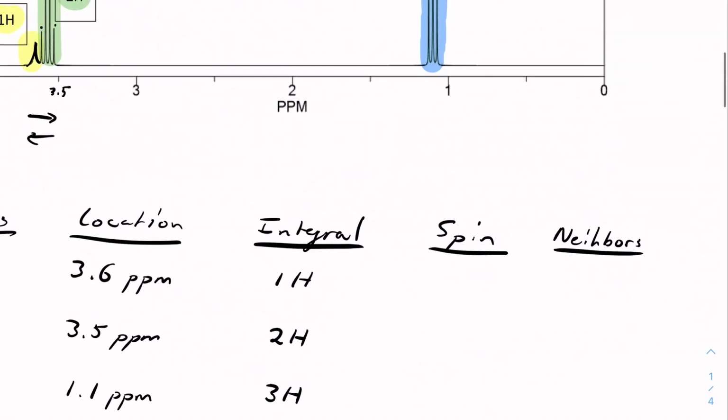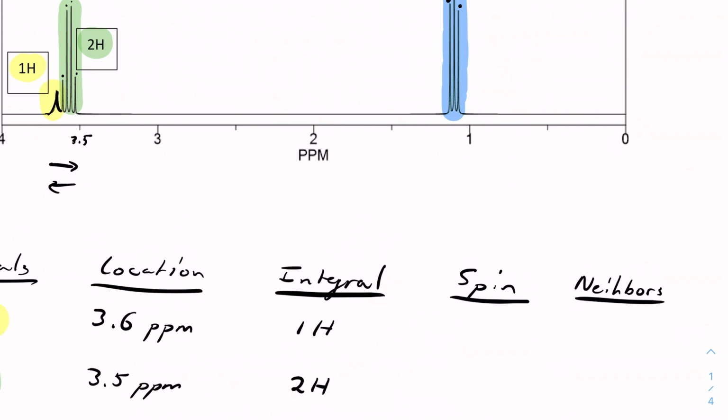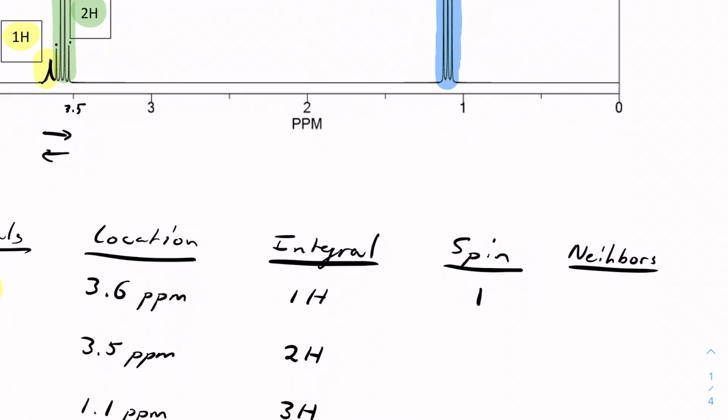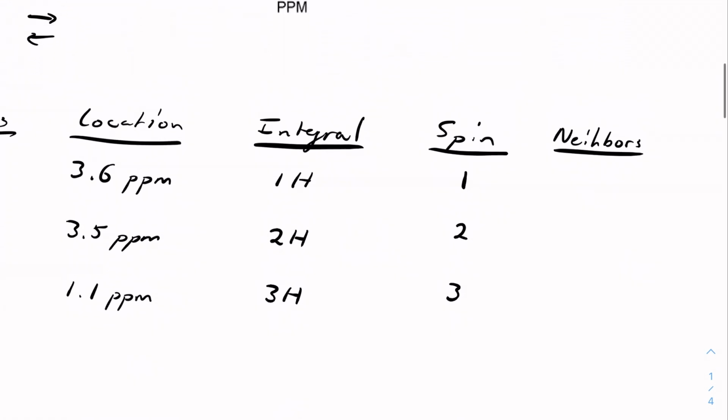All right, we're going to go ahead and move on to spin. This is again related to the integral. And so what we can say, the spin for 1H is going to be 1, spin for 2H is 2, spin for 3H is 3. And that just tells us a little bit more about the protons, the hydrogens in the molecule and how they're oriented with one another. And then finally, we're going to look at our neighbors.